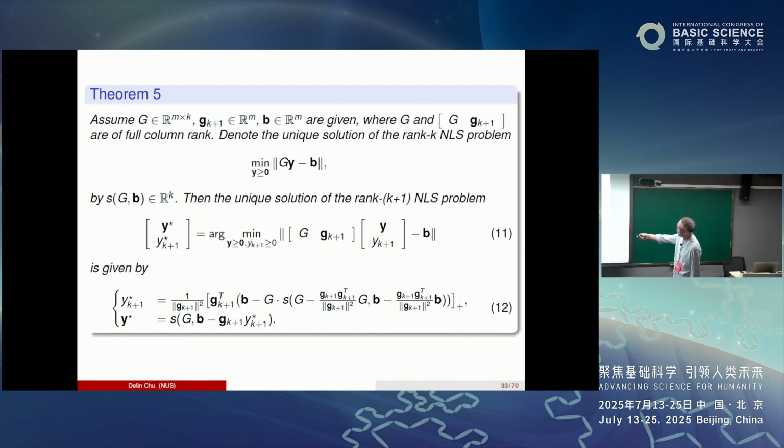This means, in order to compute this rank k plus 1 problem, we only need to solve two rank k non-negative least square problems. This one, and this is another one. So this means if we can solve the rank k non-negative least square problem, then by using this formula, we can get the solution of any rank k plus 1 non-negative least square problem. So now we have found the relationship between the rank k plus 1 NNLS problem and the rank k NNLS problem.